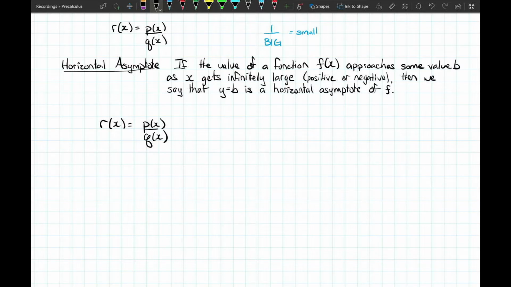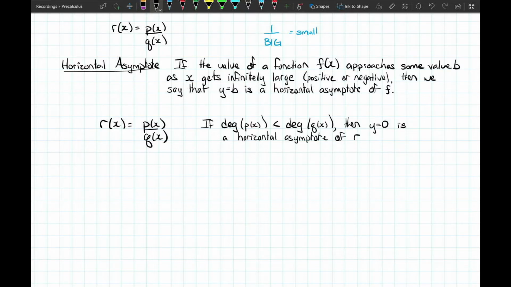If q gets much, much larger than p, well, then we have the idea that 1 over a very big number is small. And so when the degree of the numerator, p, is less than the degree of the denominator, we would say that this value of r of x is approaching 0, and we have a horizontal asymptote at y equals 0.